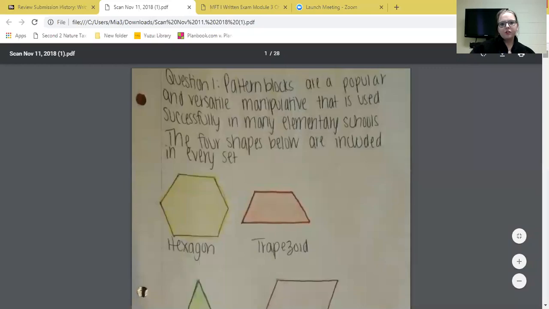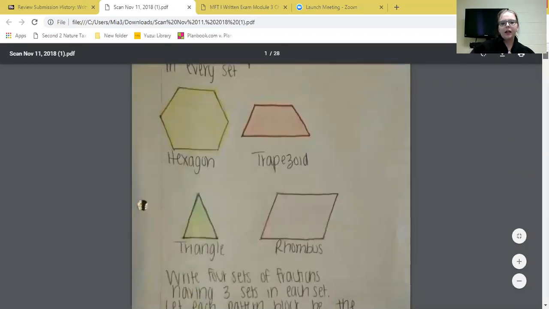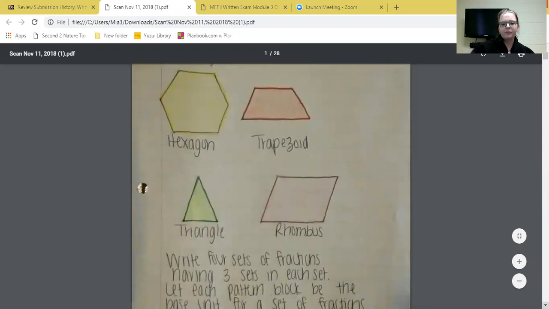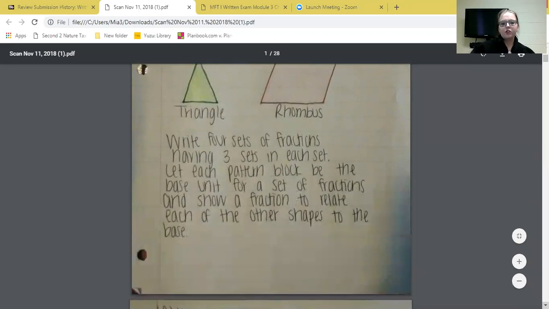Okay, so our first question, question 1, says, pattern blocks are a popular and versatile manipulative that is used successfully in many elementary schools. The 4 shapes below are included in every set: a hexagon, trapezoid, triangle, and rhombus. It says, write 4 sets of fractions having 3 sets in each set. Let each pattern block be the base unit for a set of fractions, and use a fraction to relate each of the other shapes to the base.